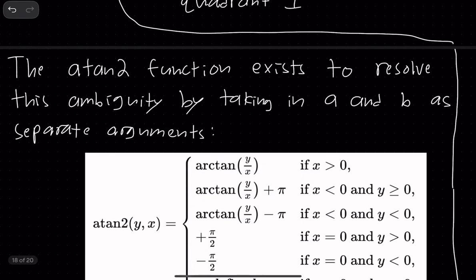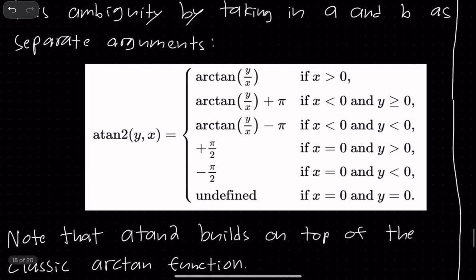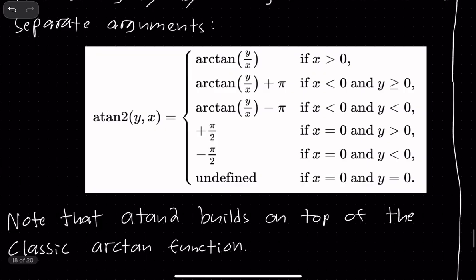So that's why we have this function atan2. It resolves this ambiguity by taking not one input as arctangent does, but both inputs, a and b, as separate arguments. So this is the exact function. You can see there's a lot of different cases here, but note that it actually builds on top of the classic arctangent function. Think of it as adding corrections to what arctangent would usually produce, depending on what the signs of a and b are, i.e. what quadrant that point or vector is in.